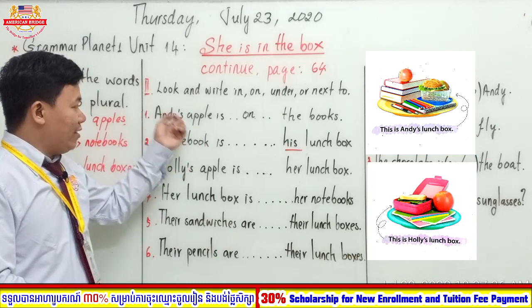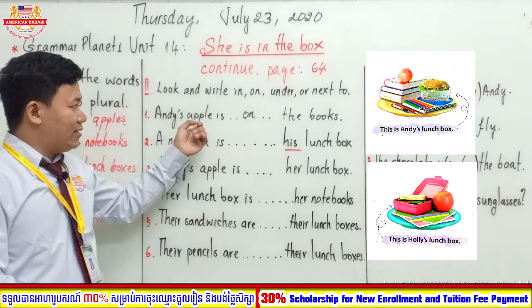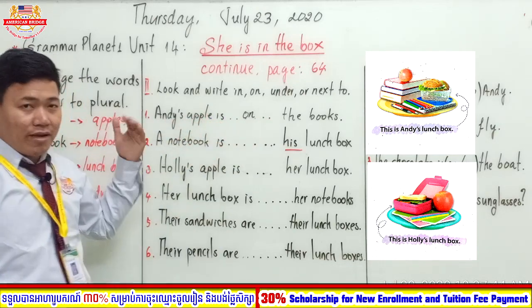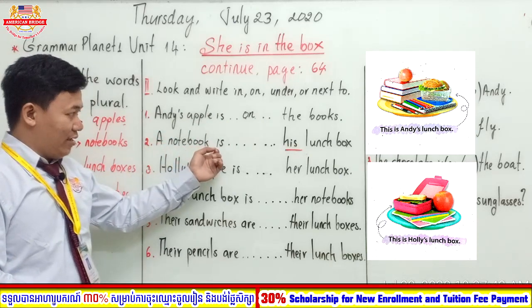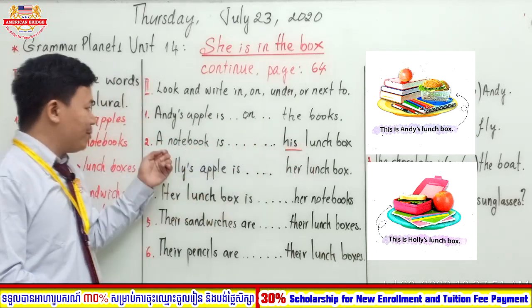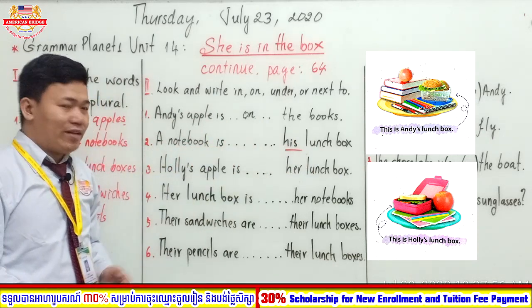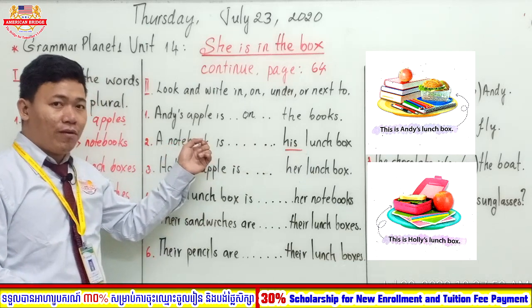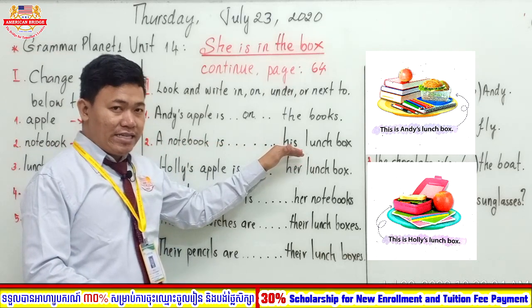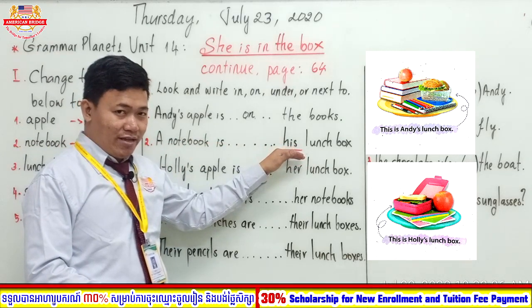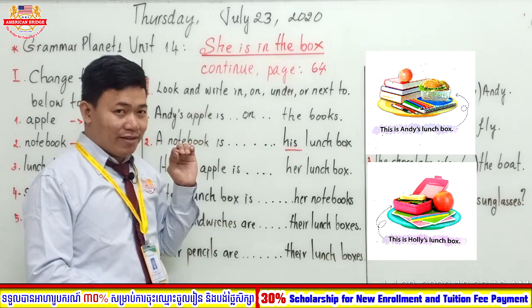Great, everyone. And this apple is on the notebook. Is it correct, everyone? Yes, this is correct. How about number 2? A notebook is his lunchbox. So how can we know that the sentence refers to Andy or Holly? Great, we can know by looking at the word his. His here refers to male, right? So Andy is male and Holly is female.